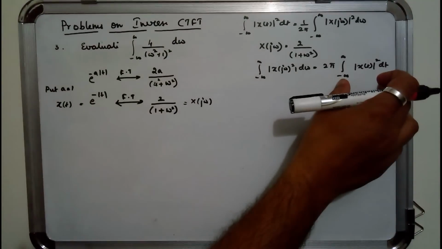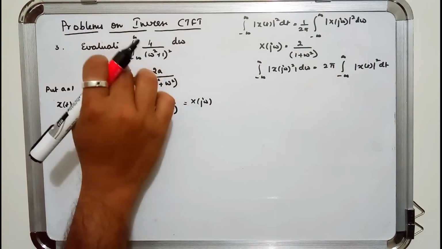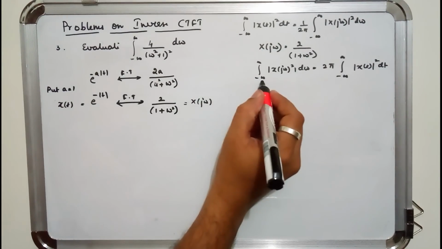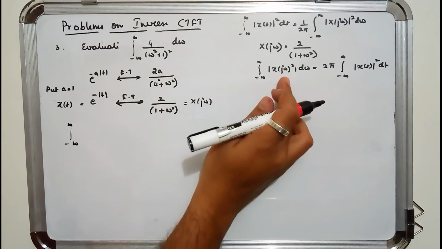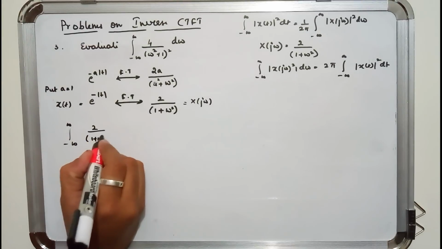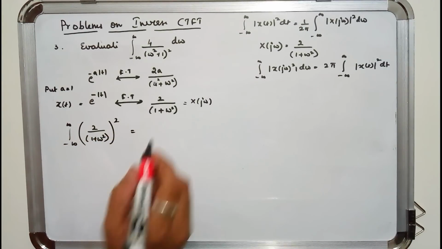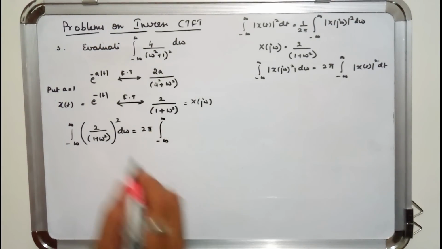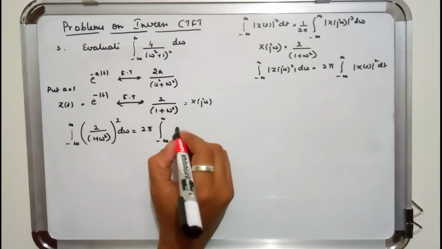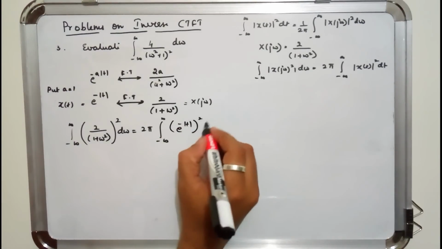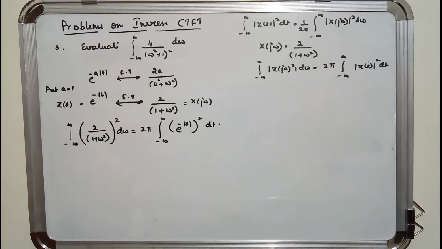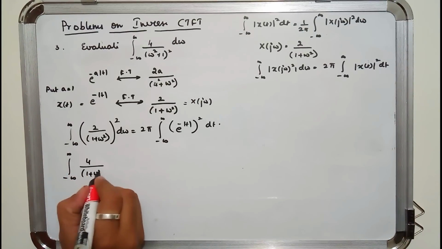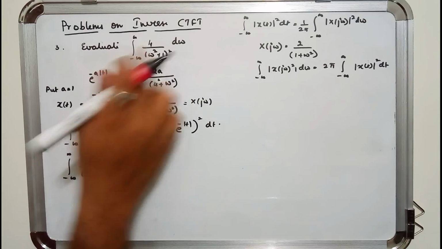Now I need to integrate here in order to get the integral from minus infinity to infinity of 4 by (ω² plus 1) whole square. I think I've made it pretty much clear. So if I start from here, it is minus infinity to infinity. What is my X(jω)? It is 2 by 1 plus ω² whole square, dω, is equal to 2π times the integral from minus infinity to infinity, x(t) is e^(-|t|), e^(-|t|) whole square dt. This is what I get. So on the left hand side, 2 square is 4 divided by (1 plus ω²) whole square dω. This is what I get, and this is what I want.